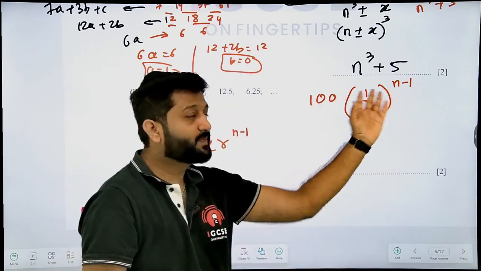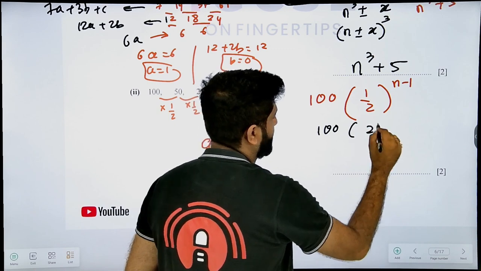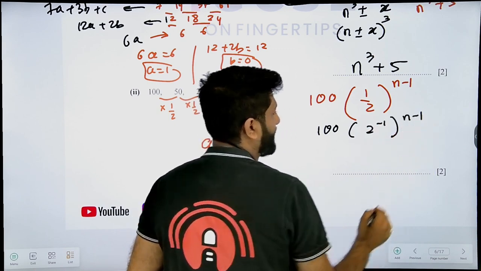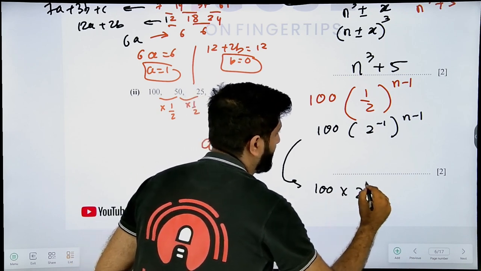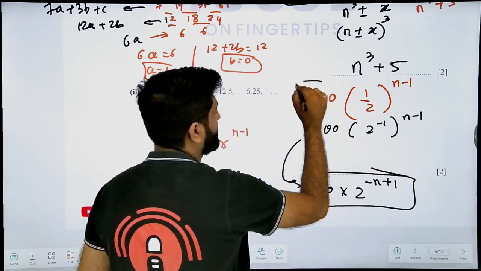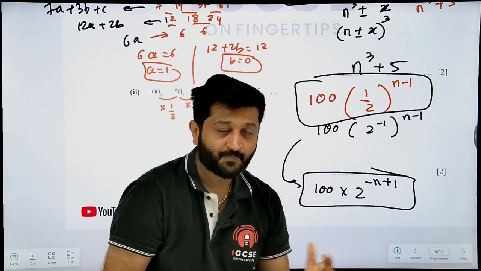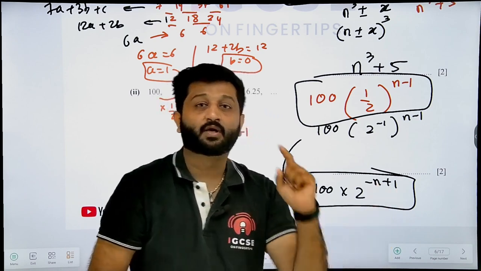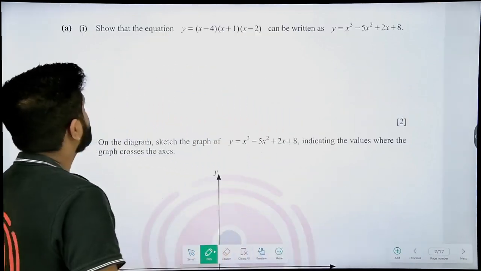So even this could be my answer, or I can simplify this further as 2 raised to the power negative 1 times n minus 1, which is 100 times 2 raised to minus n plus 1. Either of these could be my answer, both would do. You're supposed to write only one answer, guys, not both. Okay. Going towards the next question.